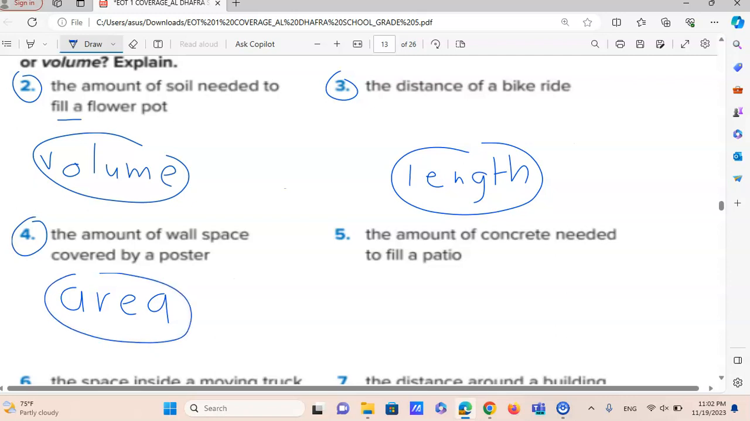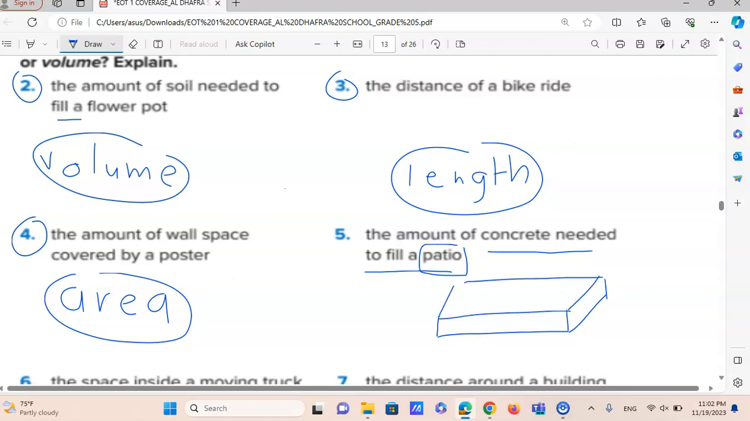The amount of concrete needed to fill a patio. It has height, length, and width. So we measure its volume.